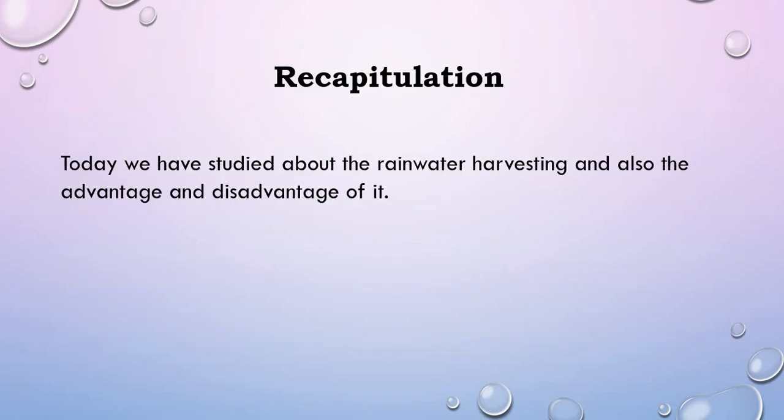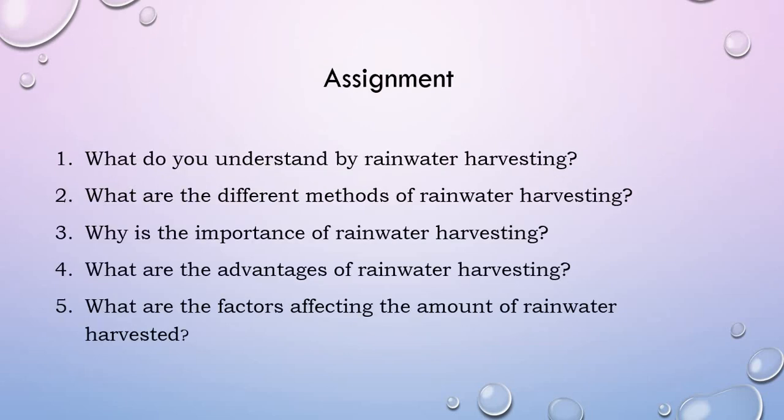Today we have studied the rainwater harvesting system, its advantages and disadvantages, the different factors which affect it, and the different parts of the rainwater harvesting system. There is also an assignment in this module. You can go through these questions, which are based on what we have studied today. Thank you.